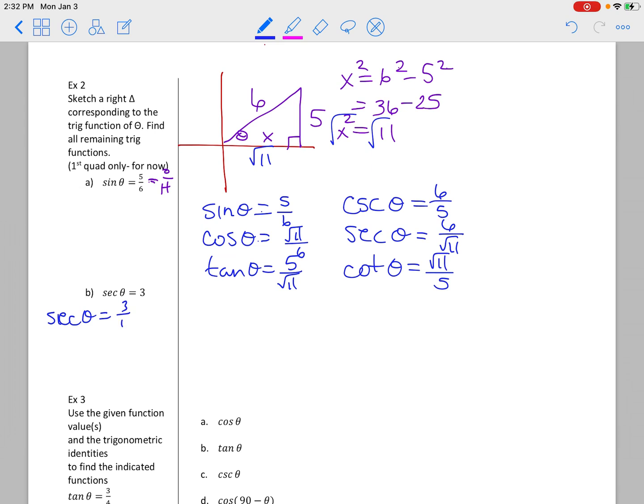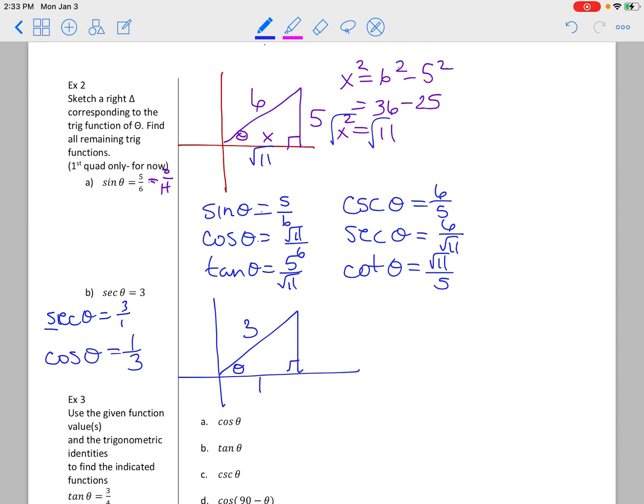And I like to always switch them to the main 3. So if I get a secant, a cosecant, a cotangent, I like to switch it back to ones I'm used to. So this one starts with an S, which means my reciprocal is going to start with a C. So the cosine of theta is going to be 1 over 3. So I'm going to flip this over. I'm going to make my triangle. Cosine is adjacent over hypotenuse, so 1 over 3, and there's my theta.